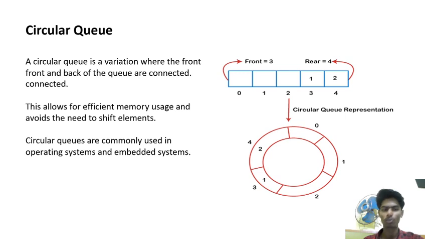Circular queue. A circular queue is a variation where the front and back of the queue are connected. Here we can see that the front and back are connected, as we can see the circle here. Here the fourth one and the first one are connected, so this is known as a circular queue. This allows for efficient memory usage and avoids the need to shift elements. Circular queues are commonly used in operating systems and embedded systems. These are the applications of the circular queue.